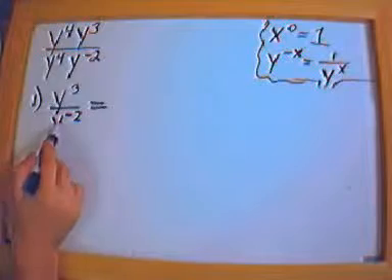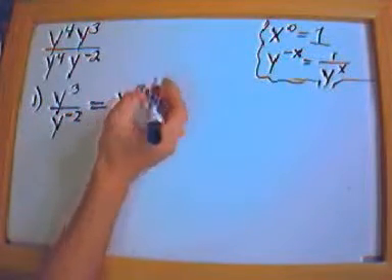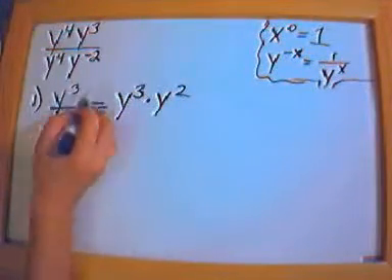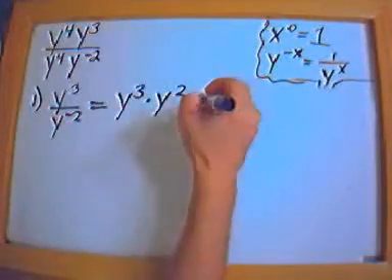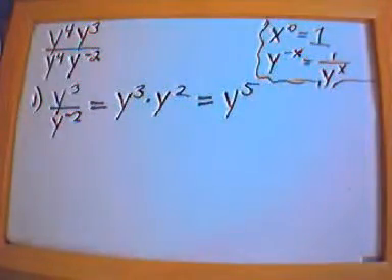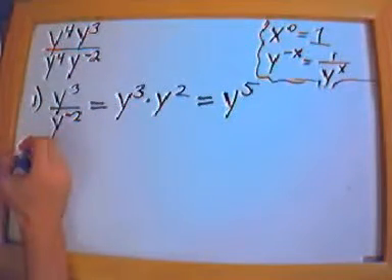Then further, I could move the y to the negative 2 upstairs, and that would give me y cubed times y squared. I just moved it upstairs and made it positive. And then to simplify this, 3 plus 2 is 5. So that would be y to the 5th. That is the answer. That's method number 1. I canceled these first, and then I proceeded.